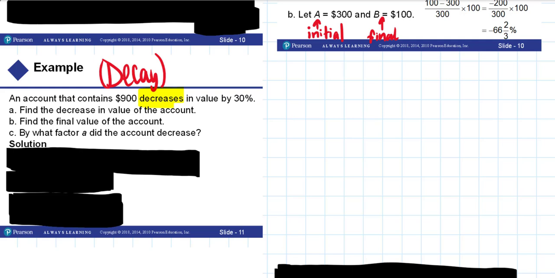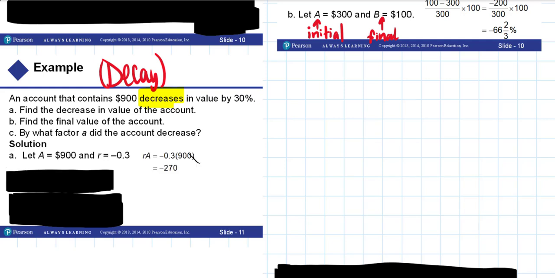So let's look at A first. Find the decrease in value. So you take the value and it's decreasing by 30%. So they say, okay, well, what is this number 900 multiplied by 30%. And they have the negative because it's decreasing, so it's going to drop $270. So say, well, what is 900 minus $270? $630. So that's the new account value, because it decreased by that much.